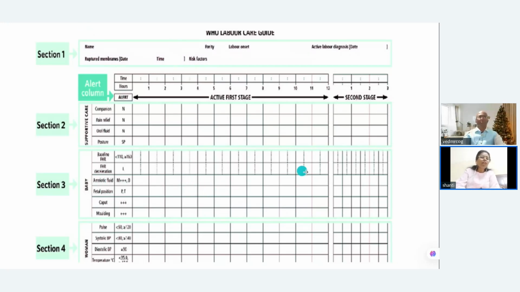And then the third one, for the baby, we have the fetal heart, so what is a normal fetal heart? Then again, we have to see whether the liquor is clear or there is any meconium stain, and whether caput or molding is there. So this is the third one.